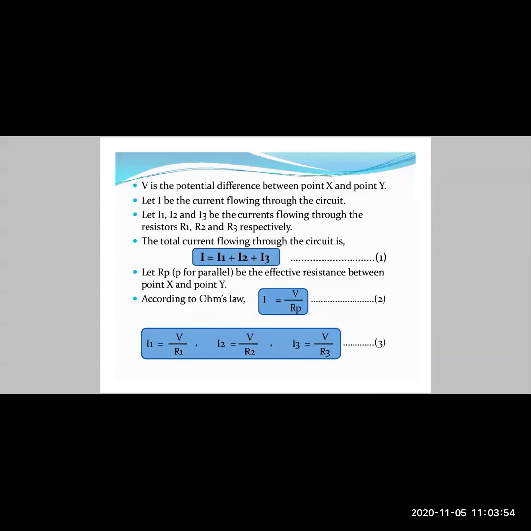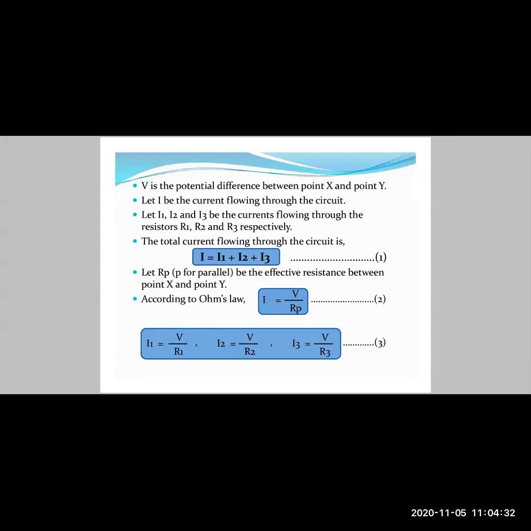So according to Ohm's law, what will we have? I equals V by Rp, which is equation 2. Now equation 2 will give you the current value for the whole circuit, and the resistance Rp for the parallel combination. If we apply Ohm's law for the individual resistors R1, R2, and R3, what do we get? I1 for the first resistor will be equal to V by R1. Likewise, I2 for the second resistor will be V by R2. I3, the current flowing through the third resistor, will be V by R3.